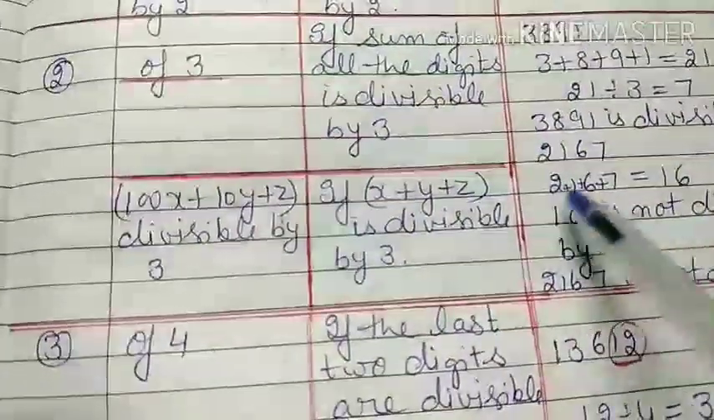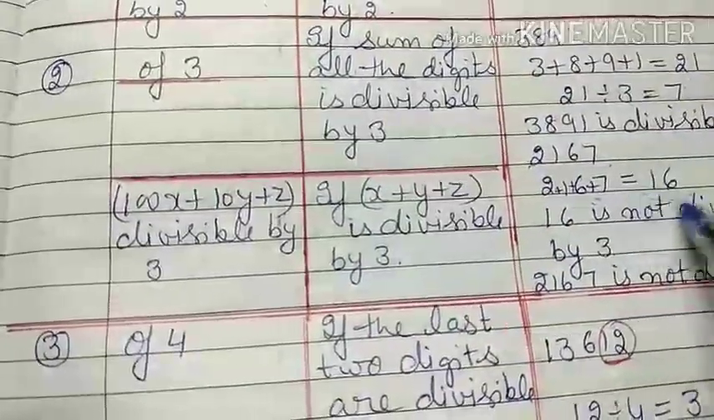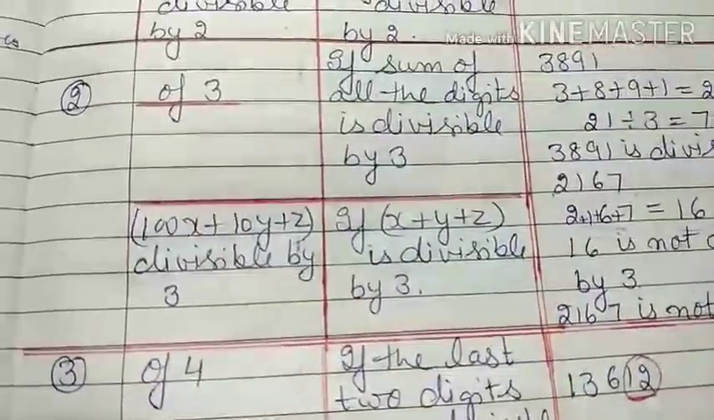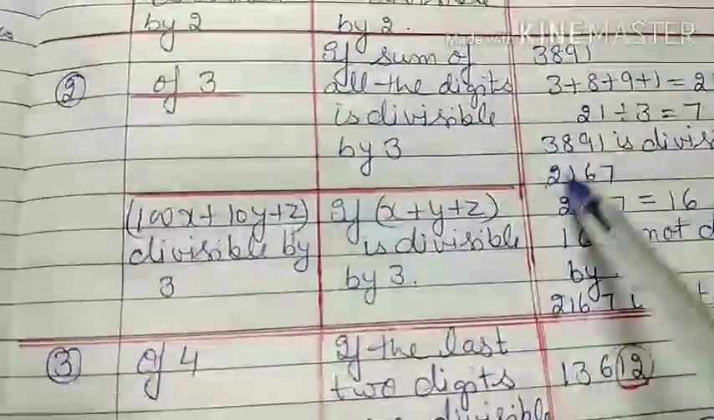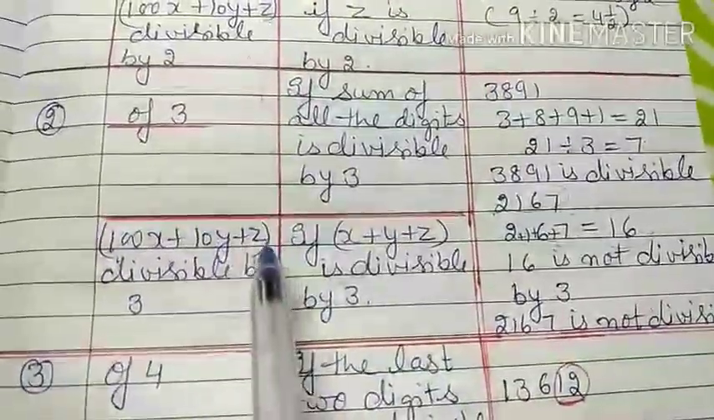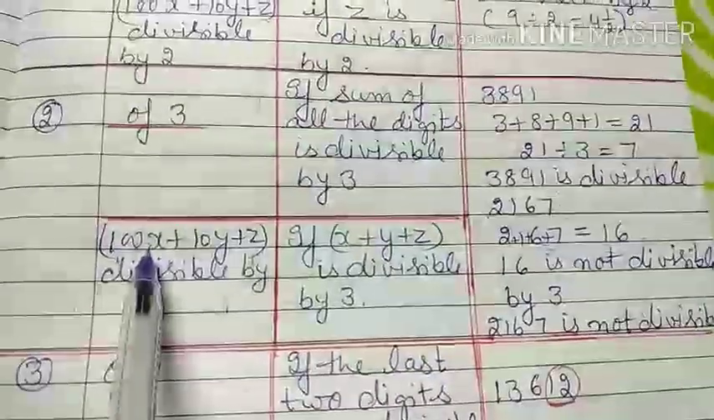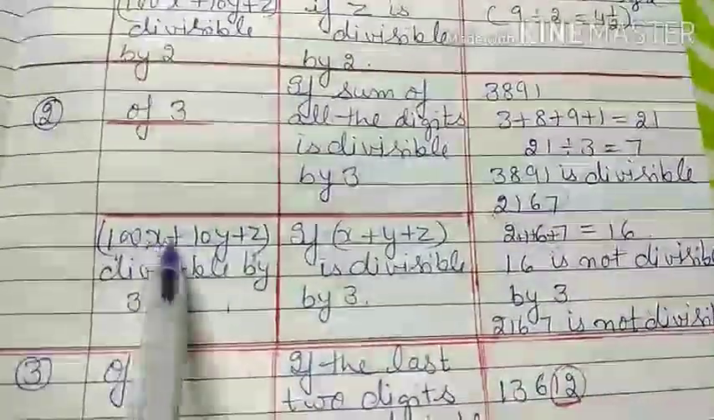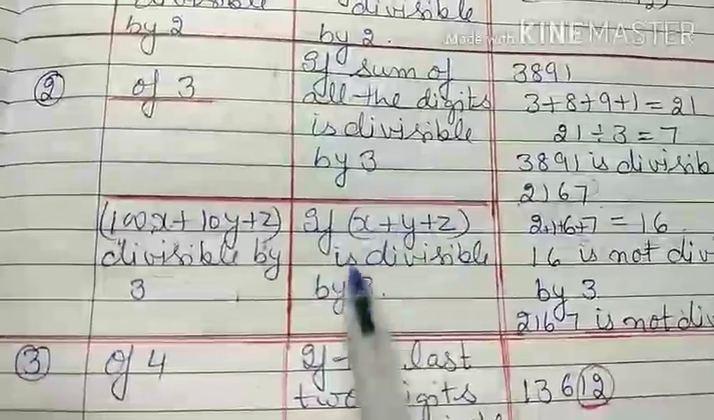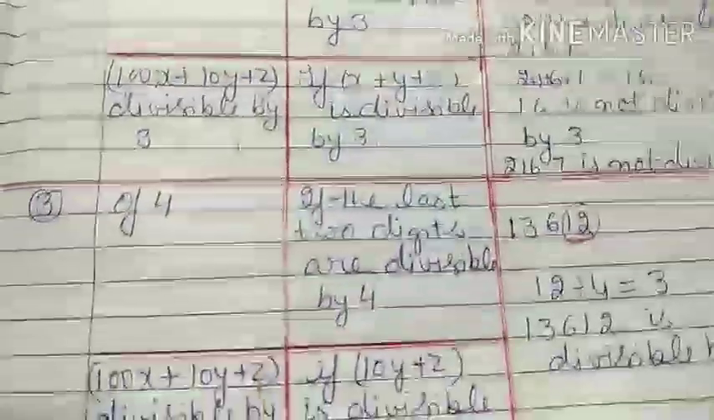Otherwise, like here, 2167: if I add all the digits, I get 16, and 16 does not come in the table of 3, so we can directly say this number is not divisible by 3. Similarly, if I have a 3-digit number in variable form, x in the hundreds place, y in the tens place, and z in the unit place, just pick the digits in each position and add x plus y plus z. If this sum is divisible by 3, you can easily say the number is divisible by 3.